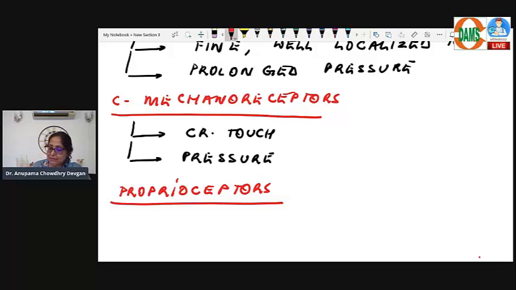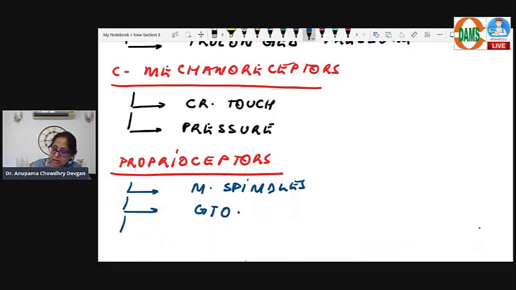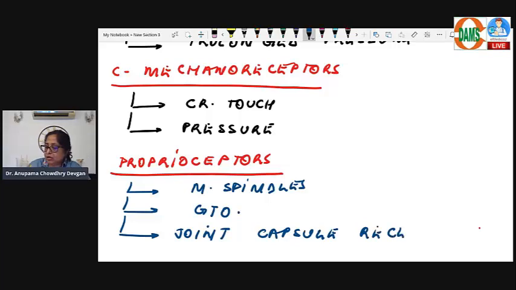Now, proprioceptors. Which are the proprioceptors? That means receptors for joint and position sense. You've got muscle spindles, Golgi tendon organs, and joint capsule receptors. Joint capsule receptors are meant for position sense.